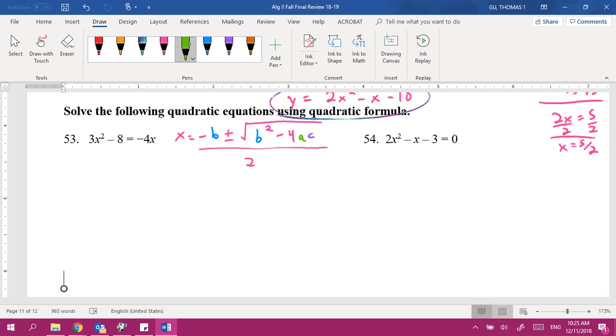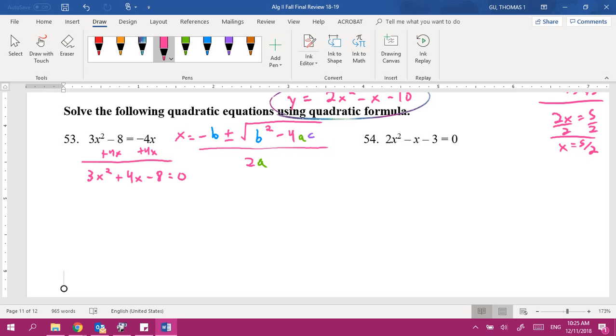2 times a. Okay, so what's the first thing we need to make sure of with the equation before we can do the quadratic formula? Set it equal to 0. So how do I do that? Add 4x. So what is my equation then? That's right. 3x squared plus 4x minus 8 equals 0.